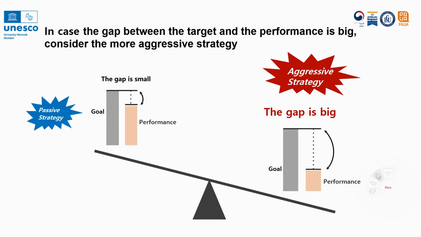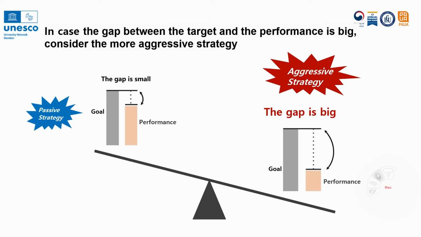So in case the gap between the target and the performance is big, consider the more aggressive strategy. This slide shows that when the gap is big, that means the goal is high, but our performance level is low. And then you have to consider an aggressive strategy.